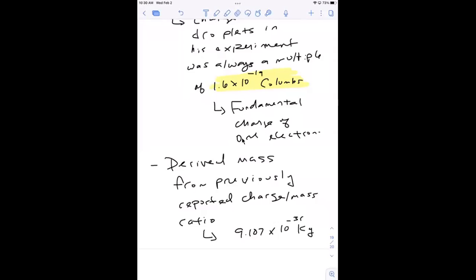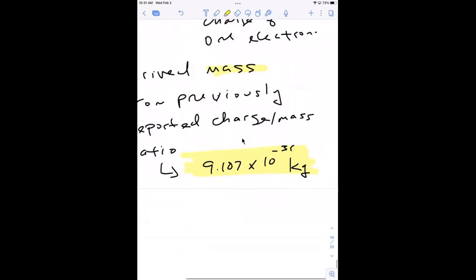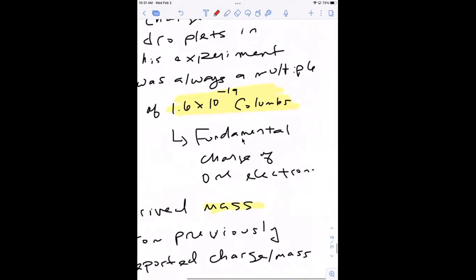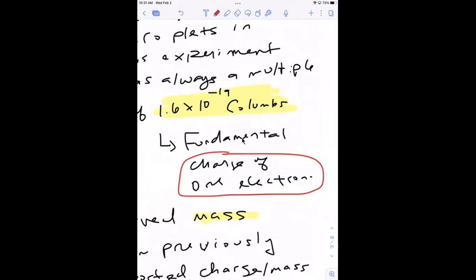Kilograms. That's nothing. That's like 1/1000th of the mass of an atom. And I think the atom that they were studying was hydrogen. So that's like 1/1000th of the mass of a hydrogen atom. And this was derived from a charge mass ratio that had already been studied. So these are some important numbers. So 9.107 times 10 to the minus 31 is the mass of an electron. I'm gonna write that down here. So that's the mass of an electron. This is the charge on one electron.